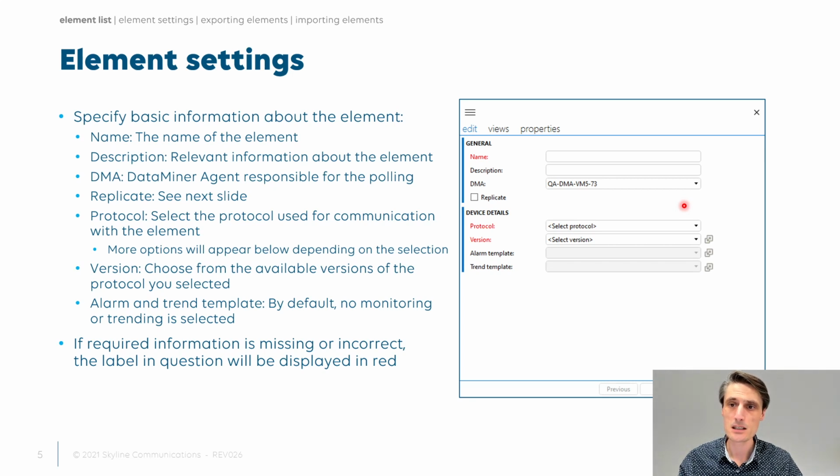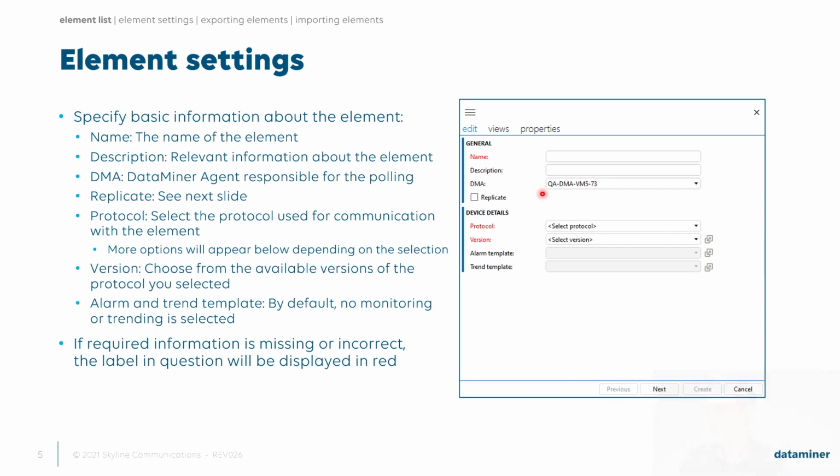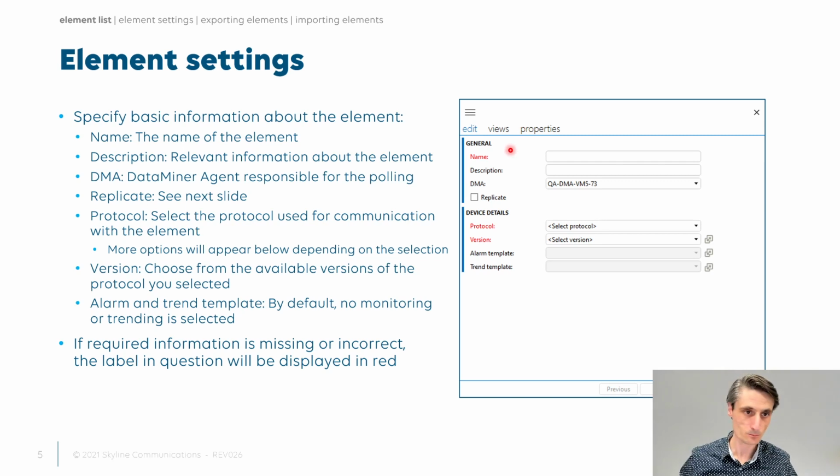So the first page is the most important page, and over there we already see a couple of fields which are indicated in red, and basically that's the minimum we need to specify before we will be able to continue. So let me remove myself for a second. So you have the next and previous, and the create button will only be available when everything is populated that is needed to create the element, and you can go for next and previous to go through the edit, view, and properties page. Now, the edit page is the most important page, as I mentioned.